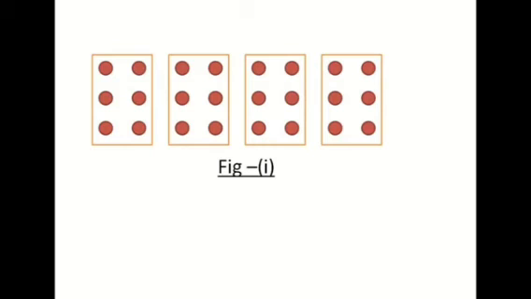So in each box, how many are there? It is 2 into 3 because I told you 2 dots in 3 rows. So 2 into 3 means 6 dots for each. There are 4 boxes. So how many will be the total? If I multiply this number with 4, you will get the total number of dots here.